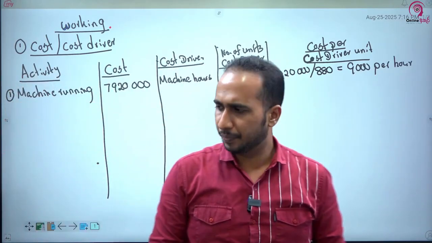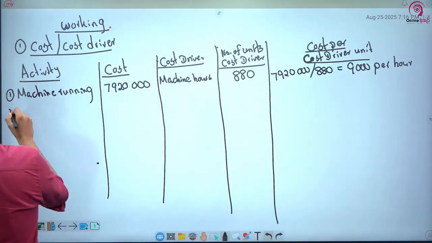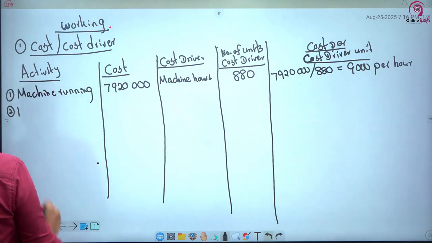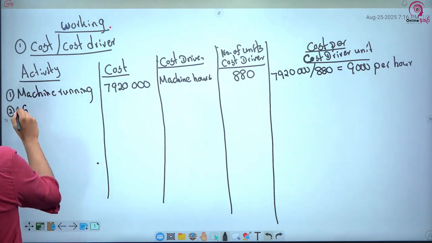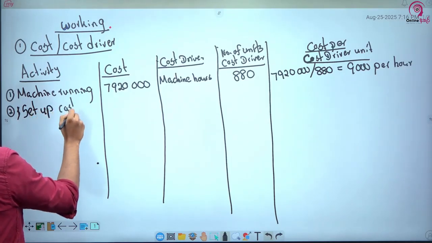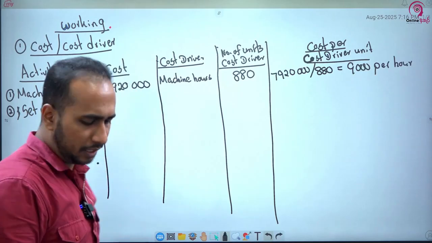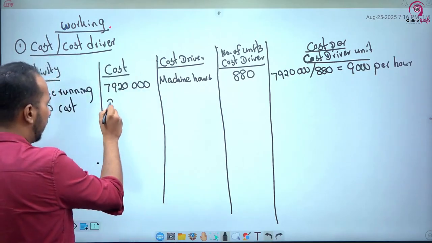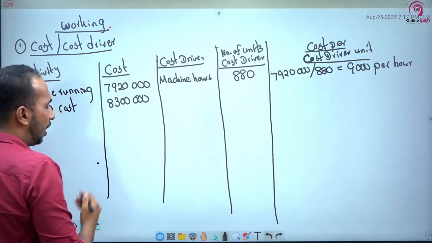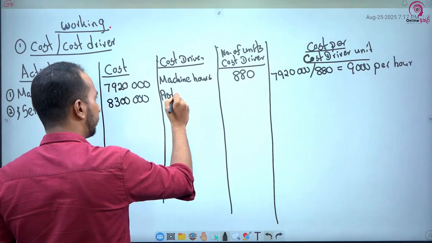In the same way, you can calculate the second activity. The second activity as per the question is the setup cost. You can directly trace it from the question. As per the question, the setup cost is rupees 8.3 million. The setup cost is 8.3 million, and we have identified the cost driver as production runs.